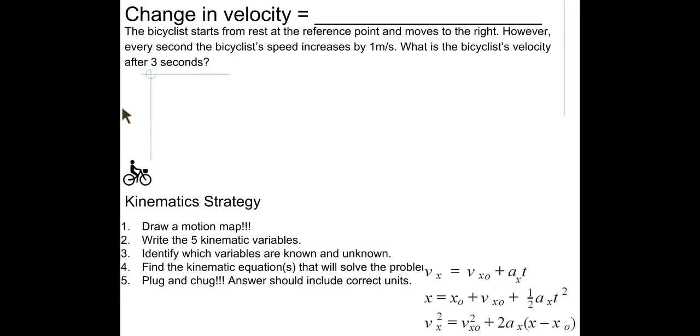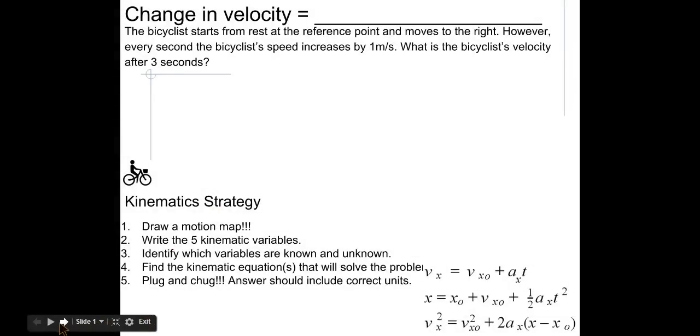Right, so in this problem, it says a bicycle starts from rest at the reference point and moves to the right. However, every second the bicyclist's speed increases 1 meter per second. What's the bicyclist's velocity after 3 seconds? So this is an introduction to the kinematic strategy. This is a strategy you should use to solve kinematics type problems just like this one.